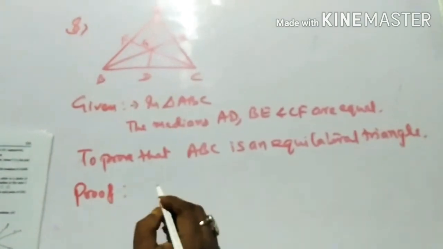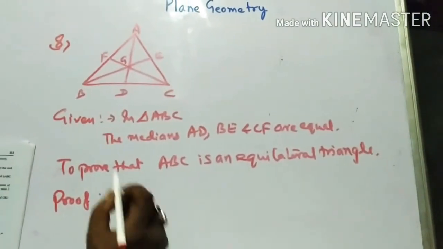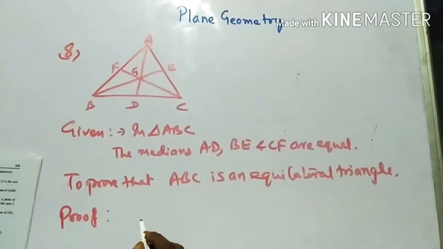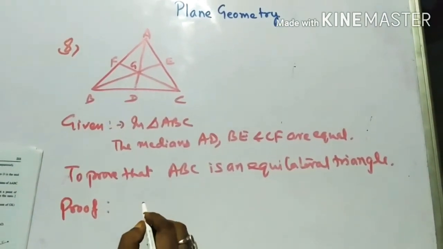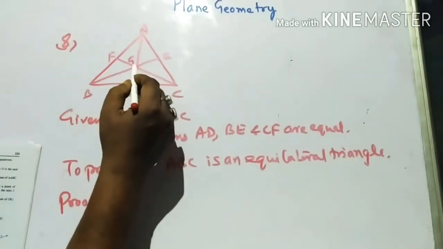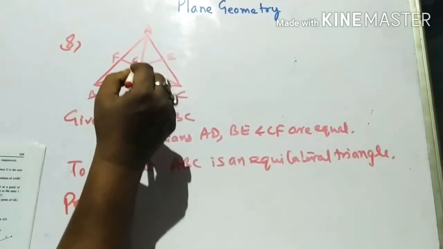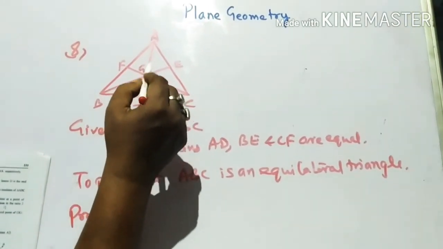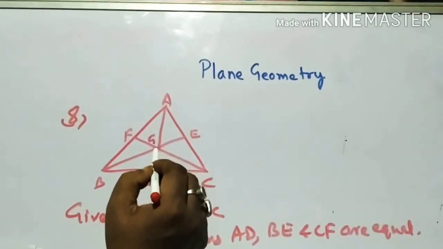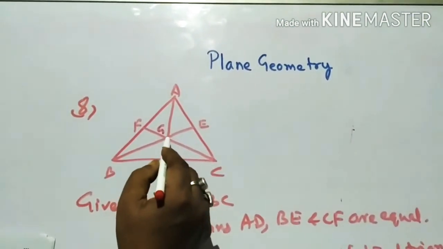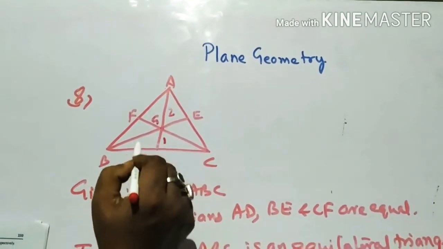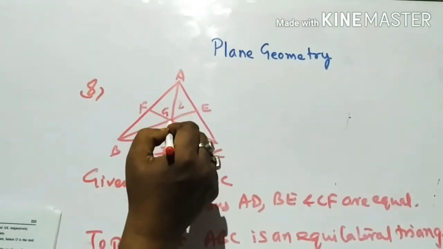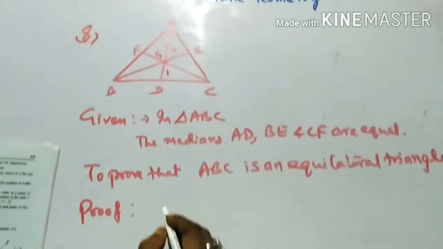So here G is the centroid of the triangle. This centroid divides the median in the ratio 2:1. The centroid divides the median in the ratio 2:1.